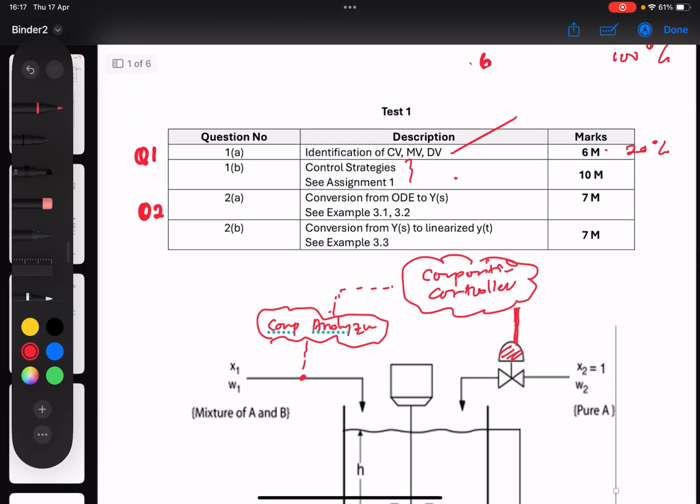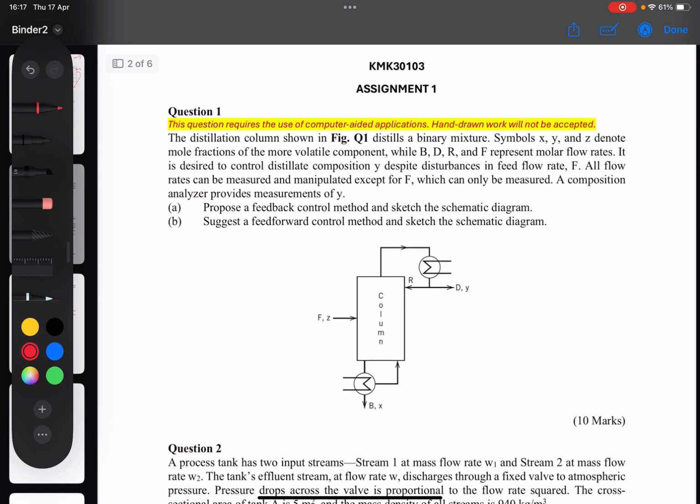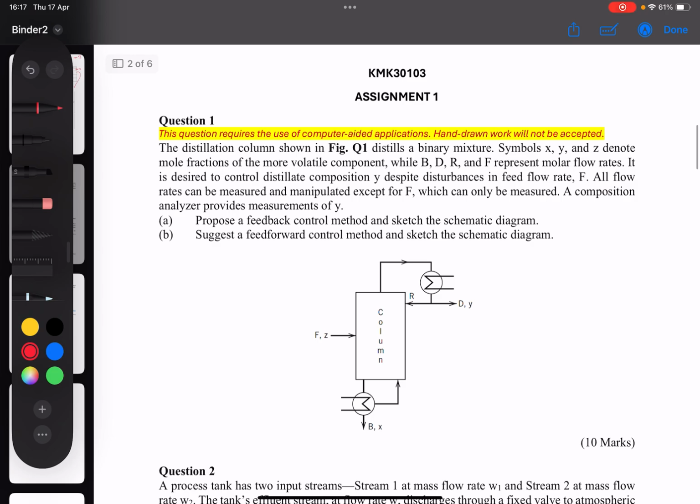So this is how we solve part question 1B, which is also assignment number 1. I'm going to briefly take a look at assignment number 1, which you have to do in 2 weeks' time, meaning that you have to submit within 2 weeks. All right, question number 1. The question requires the use of computer-aided applications, meaning that you have to use the computer. You cannot simply sketch it by using pen or pencil. Hand-drawn work will not be accepted. So it does mention here.